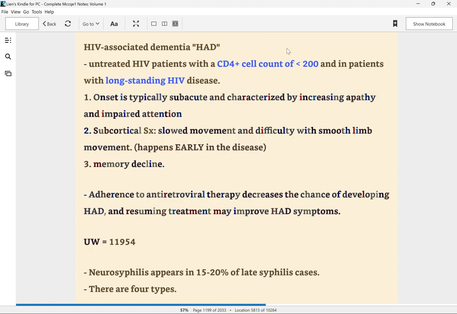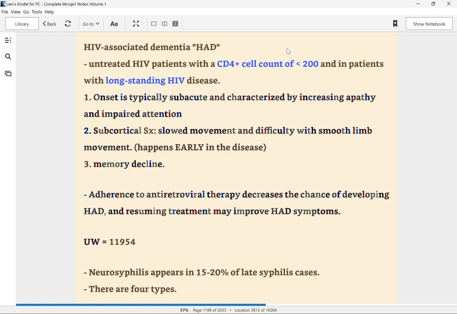Neurosyphilis. HIV-associated dementia, HAD, occurs in untreated HIV patients with a CD4 plus cell count below 200 and in patients with long-standing HIV disease. 1. Onset is typically subacute and characterized by increasing apathy and impaired attention. 2. Subcortical symptoms, slowed movement and difficulty with smooth limb movement, happen early in the disease. 3. Memory decline. Adherence to antiretroviral therapy decreases the chance of developing HAD, and resuming treatment may improve HAD symptoms.